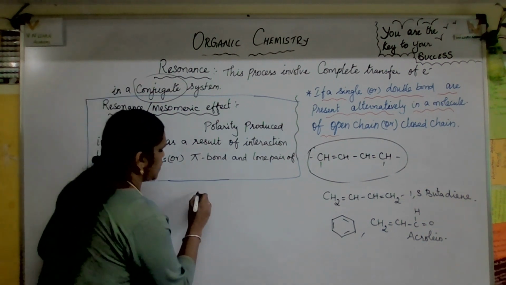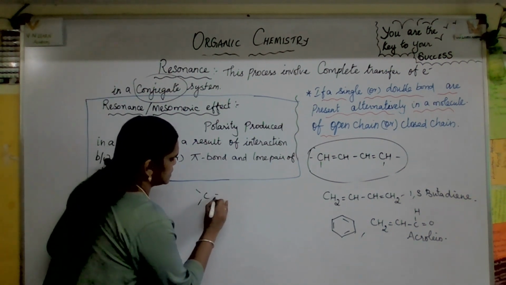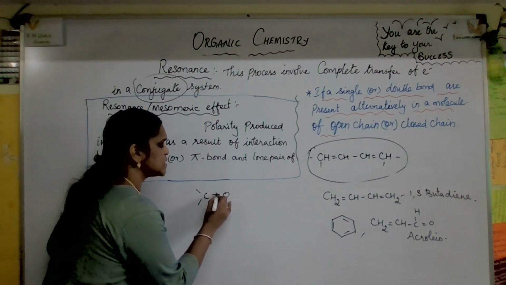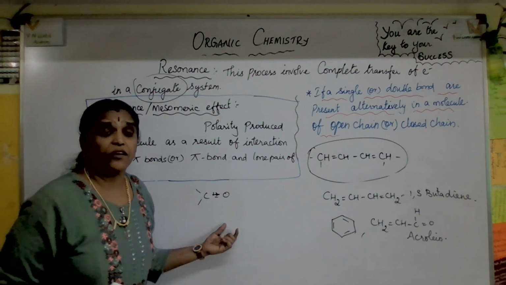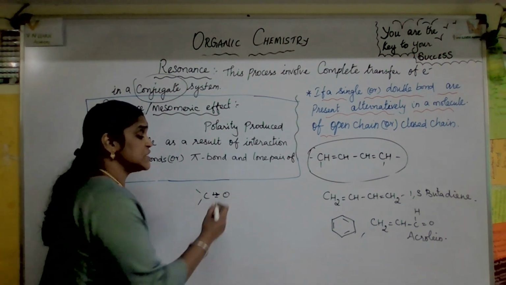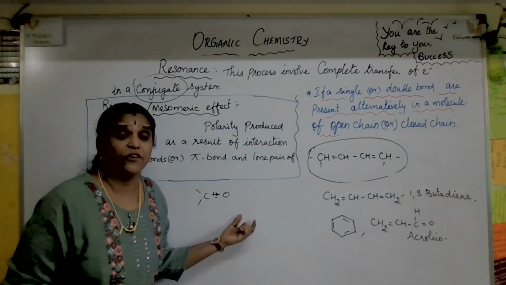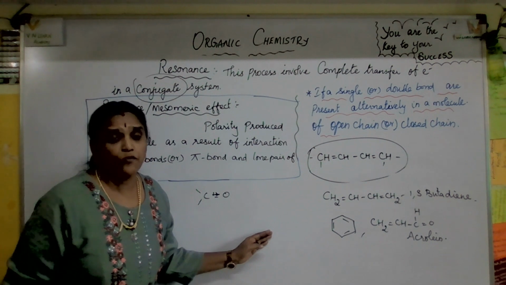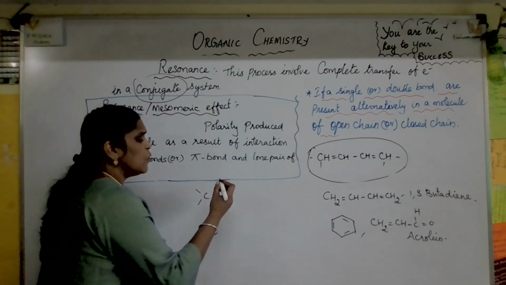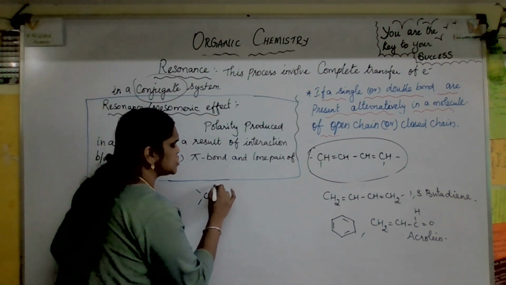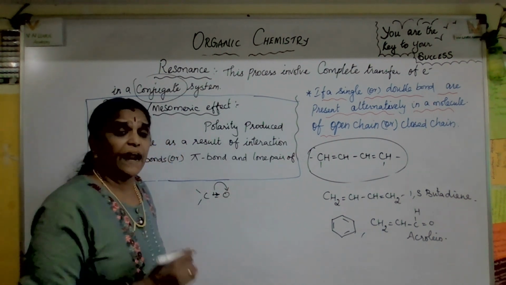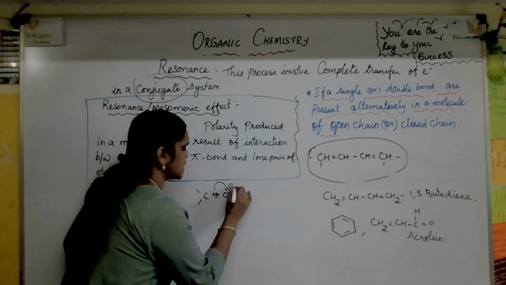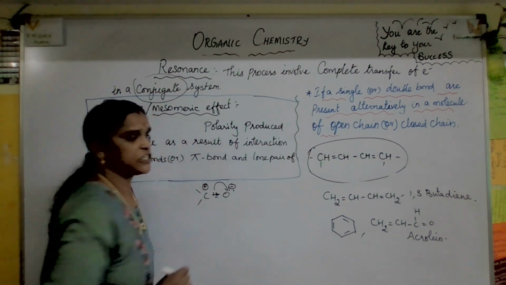Now take the carbonyl carbon, C double bond O. The electrons are moving towards the oxygen only. Why are electrons moving towards oxygen? Because oxygen is more electronegative than carbon. So naturally electrons move forward to oxygen. The electrons are shifting, which means this becomes a lone pair of electrons. So this is a negative charge and this is a positive charge.